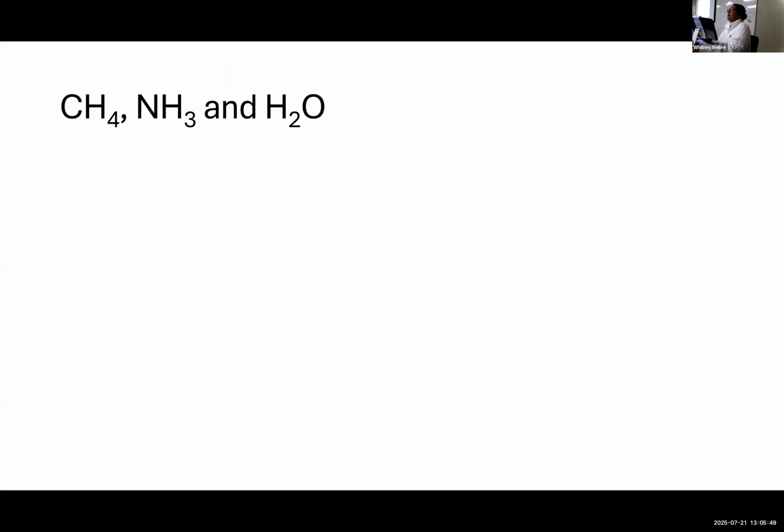I think we did previously the Lewis dot structure for formaldehyde, CH2O. Let's practice doing the Lewis dot structure and trying to figure out everything we've learned so far.